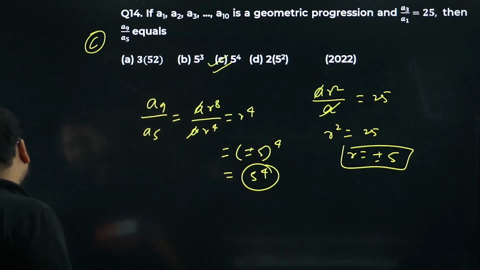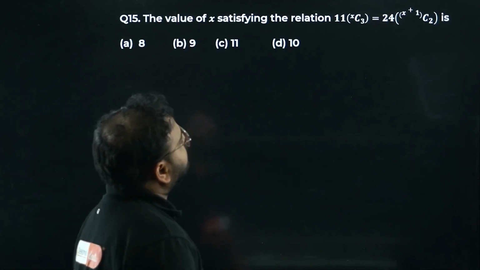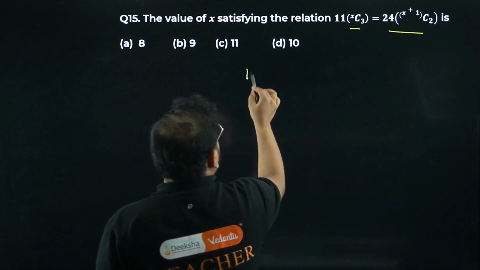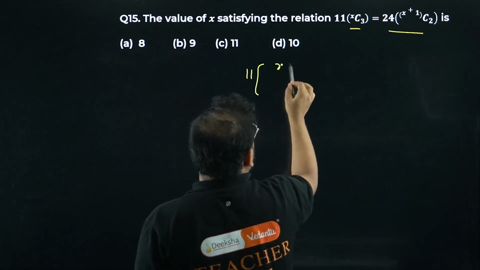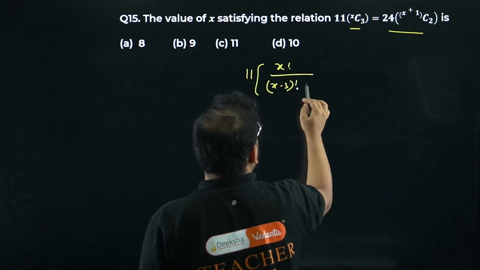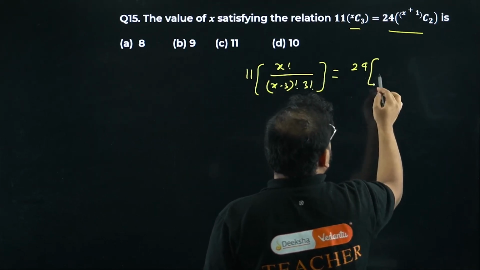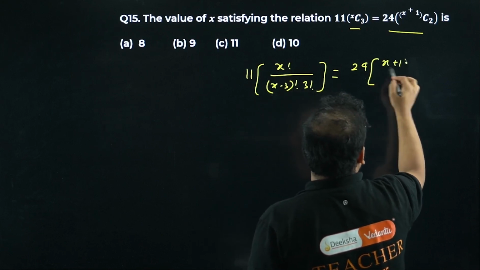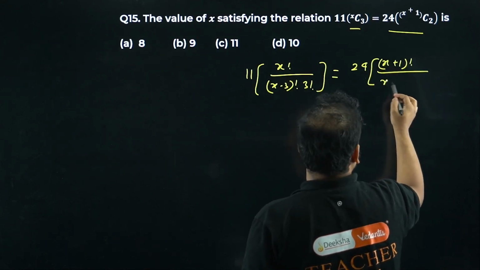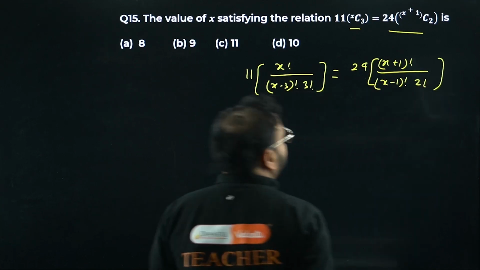Let's now move to the 15th question. The value of x satisfying the relation of this. Let's find this. Apply the condition now. We get 11 outside. We have x factorial divided by x minus 3 factorial into 3 factorial. 24 is outside as it is. We get one more thing: x plus 1 factorial divided by x plus 1 minus 2, so x minus 1 factorial, into 2 factorial.